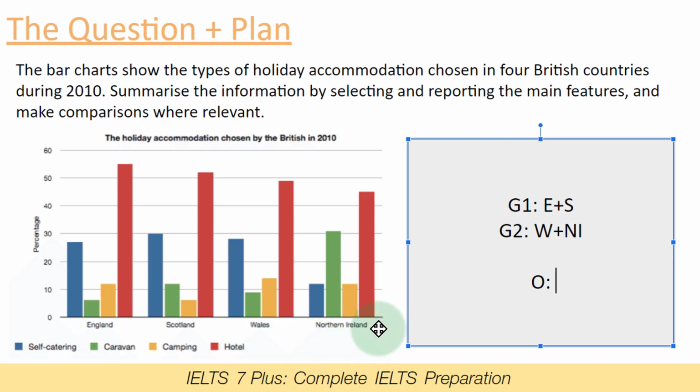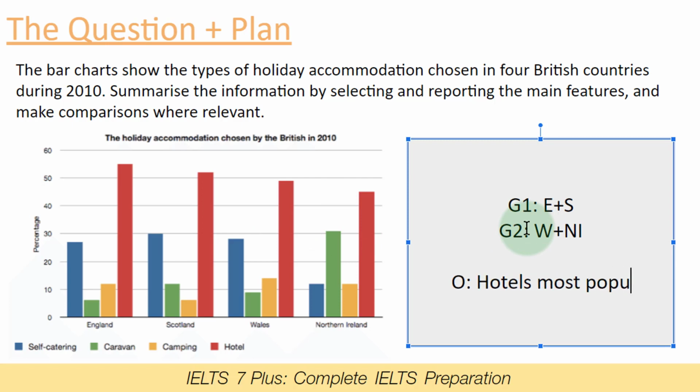We can use 1 or 2 sentences for the overview. Generally 1 is okay as well. There's nothing here that strikes me other than self-catering is quite popular in these 3, but not Northern Ireland. Possibly could mention this. Is there anything that's not popular really? I could say camping is generally considered not so popular, but not so much because of caravans here. So I just think basically to say that hotels are the most popular.